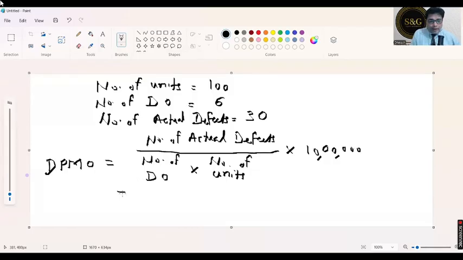So let's put the numbers here. Number of actual defects were 30. I found 30 defects divided by 6 into 100, whole multiplied by 1 million, which is 10 raised to 6.